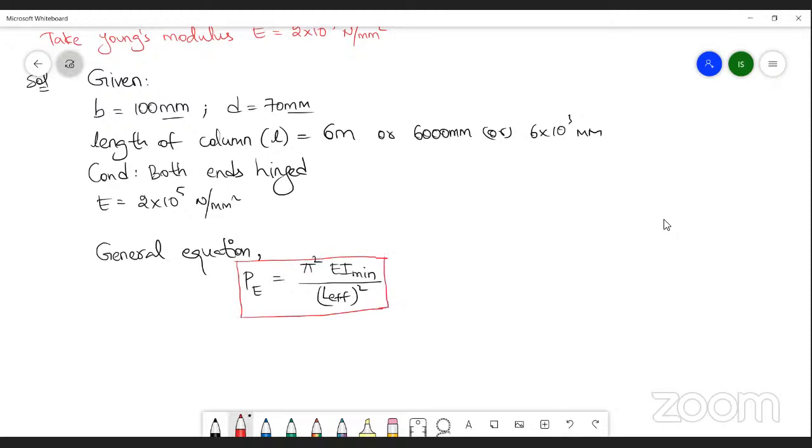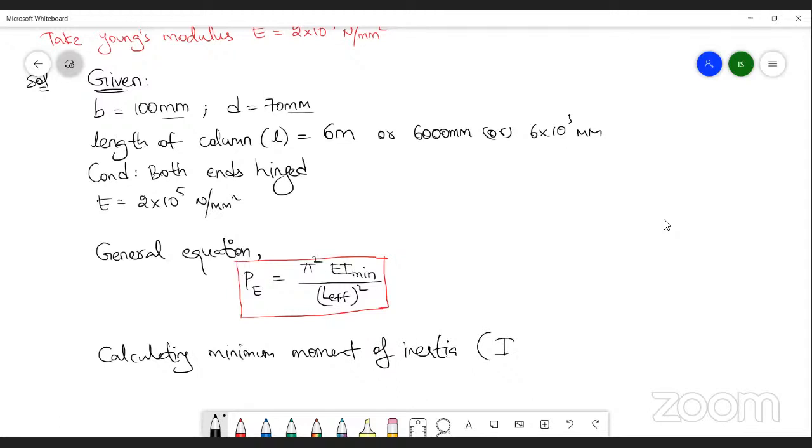Now going into the next step. So what was the next step? We are supposed to calculate the minimum moment of inertia, I minimum. So let's do that.